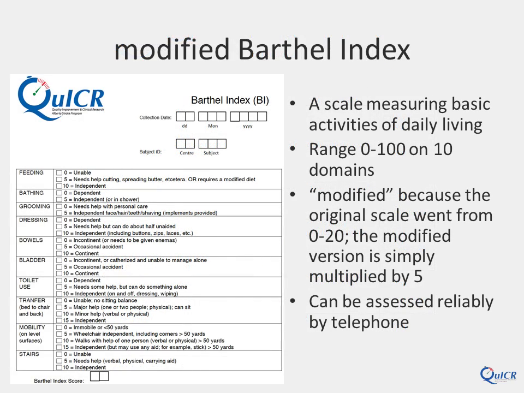The modified Barthel Index is a scale which actually assesses standardized activities of daily living in 10 domains, and you can see them listed in the example slide on the left-hand side. Originally, the scale was designed out of a score of 20, from 0 to 20, and each of these categories was put into 0, 1, or 2, or 0, 1 accordingly, and the modification is simply multiplying that by 5 so that the scale gives you a score out of 100.